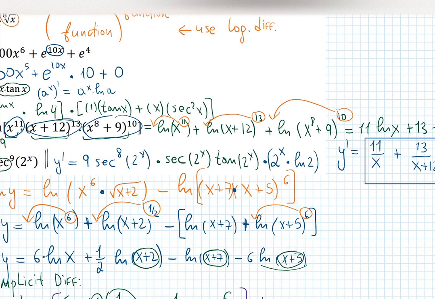The only way to simplify this piece is to collect these two secants. If you multiply them together, you will get secant to the 9. So it will be 9 secant to the 9 of 2 to the x, tangent of 2 to the x, times 2 to the x times ln of 2.